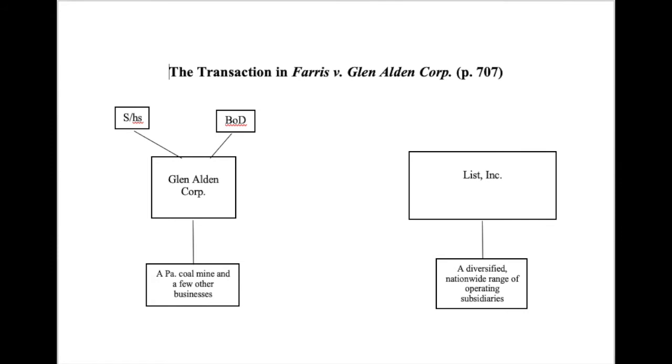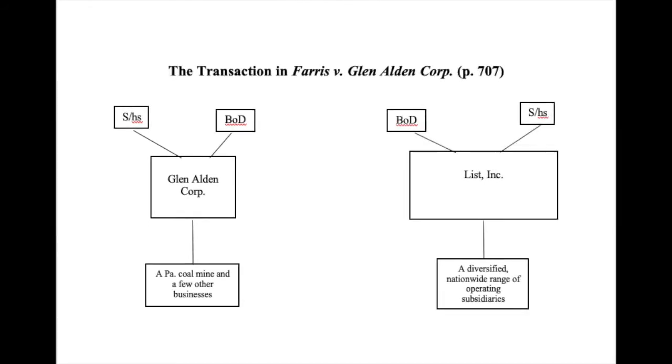Now, List was quite a different business. List was a holding company, and it was engaged in a big, nationwide business of diversified operating subsidiaries. List also appears to have been quite successful financially, had a lot of cash on hand, and was borrowing money, but borrowing it to fund capital expansion. Sure enough, List also had a board and shareholders.